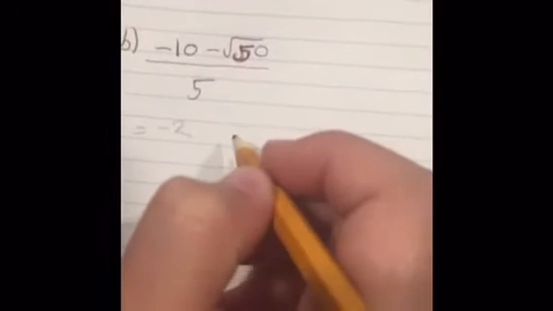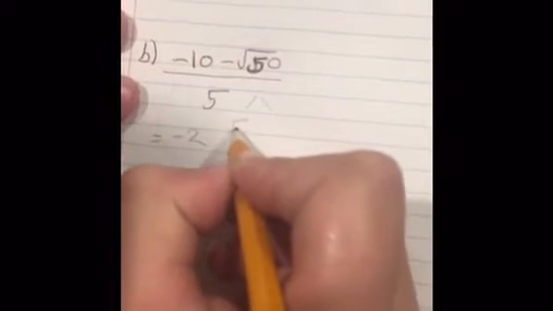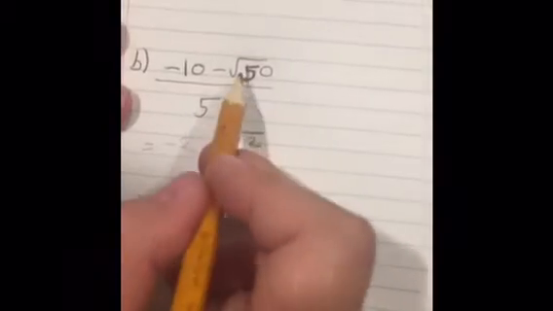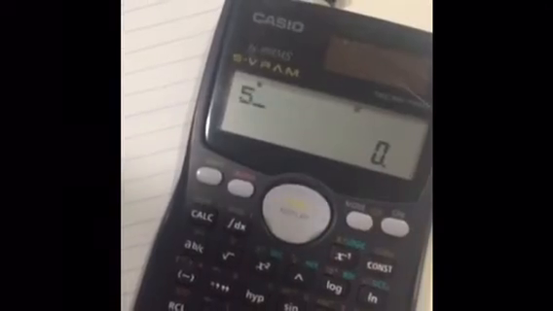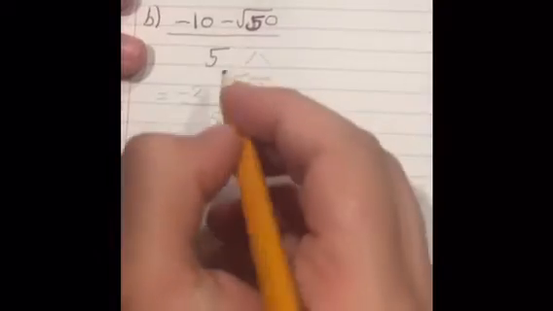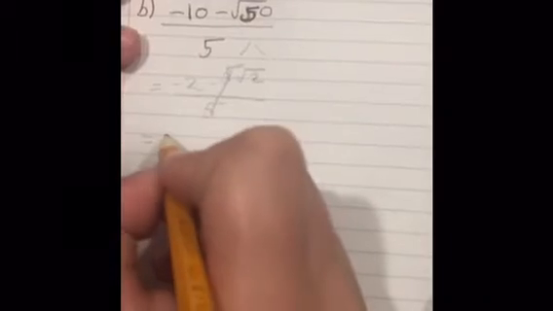Okay, I just tried to do square root 50 and it does not work, so do not try that. So we're just going to break it down into 5 square root 2. Just do 50 divided by 5, which is 10. So the 2 5's are going to cancel out here. And we are going to be negative 2 minus square root 2.